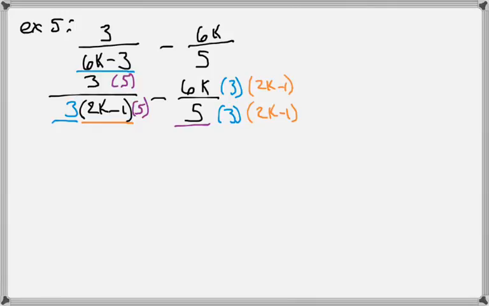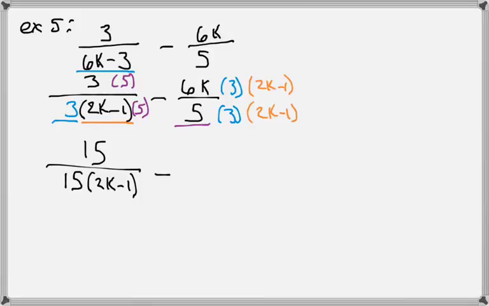So now I'm going to have a common denominator of 3 times the 2k minus 1 times the 5. I can take the 3 and the 5 and go ahead and multiply that. So that gives me a 15 (2k minus 1) all over my 3 times the 5, which is a 15.